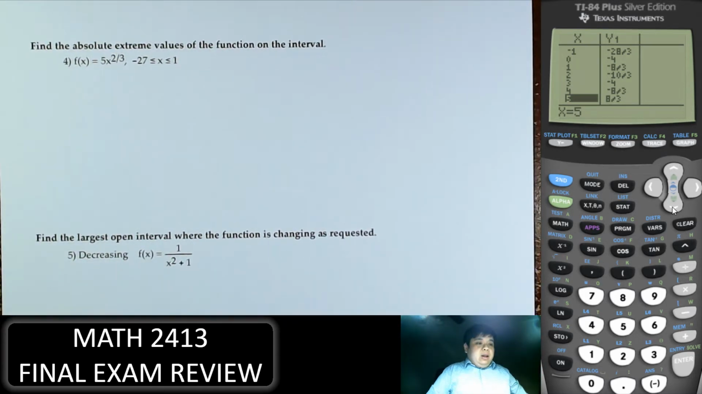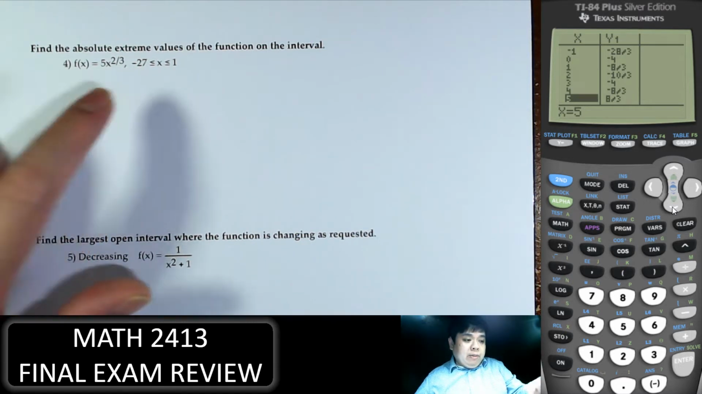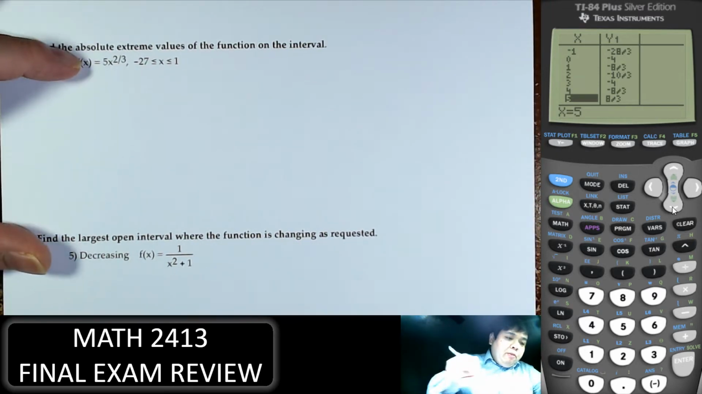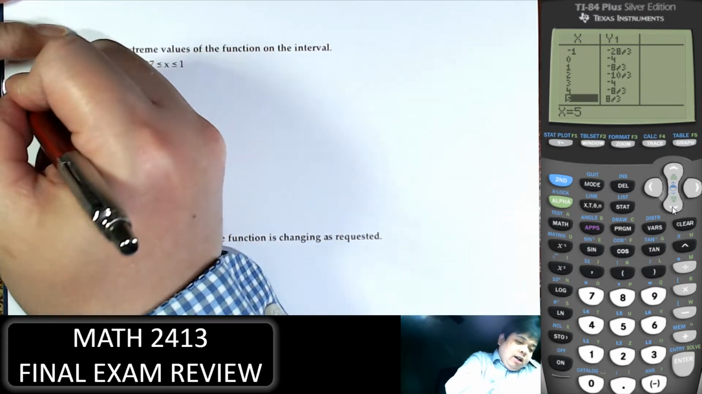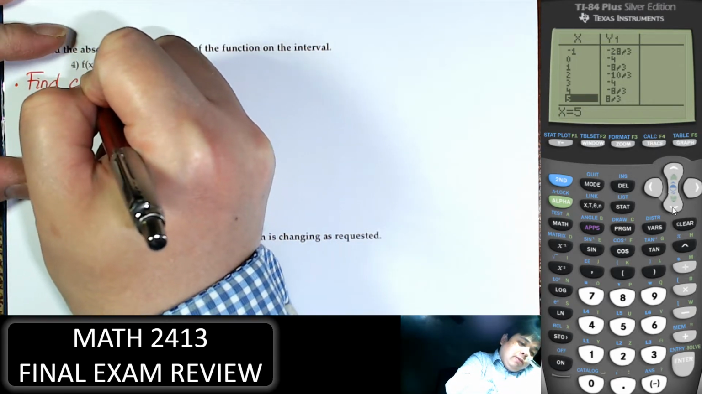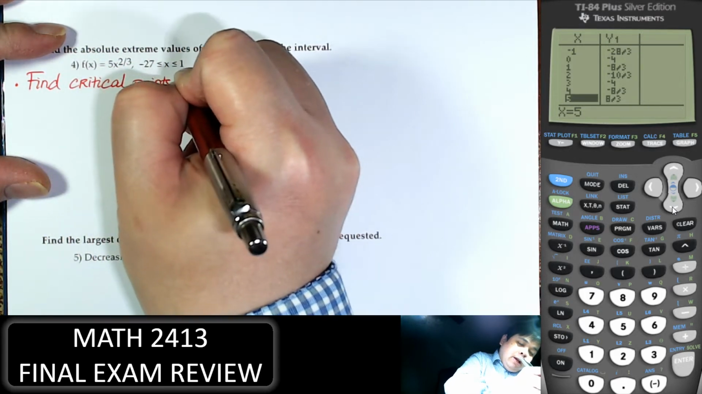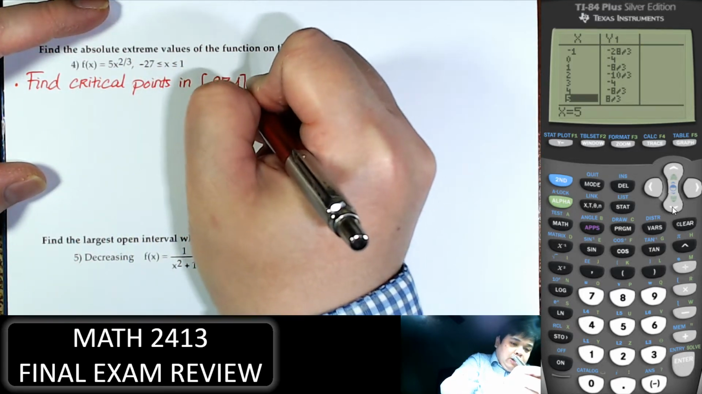Same thing. Find the extreme values of the following function, 5x to the 2/3 from -27 to 1. So find the critical points in the interval. First step, find critical points in the interval of -27 to 1.